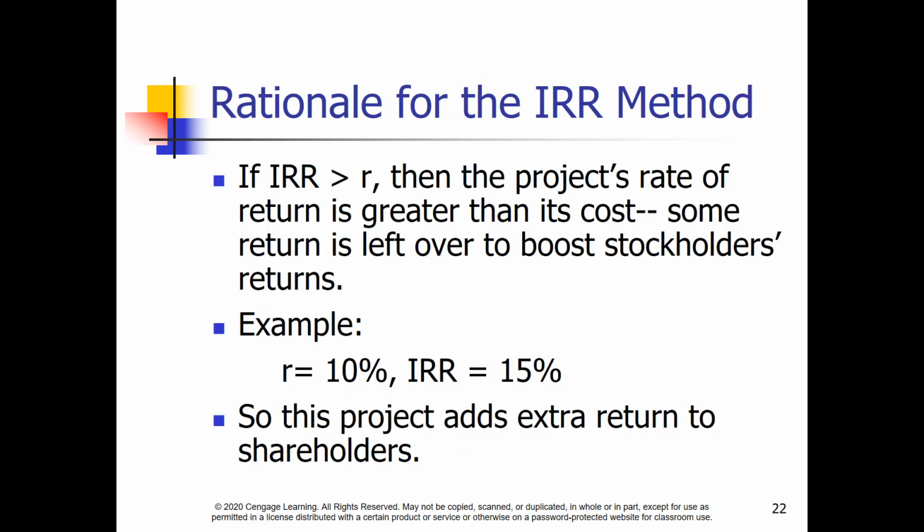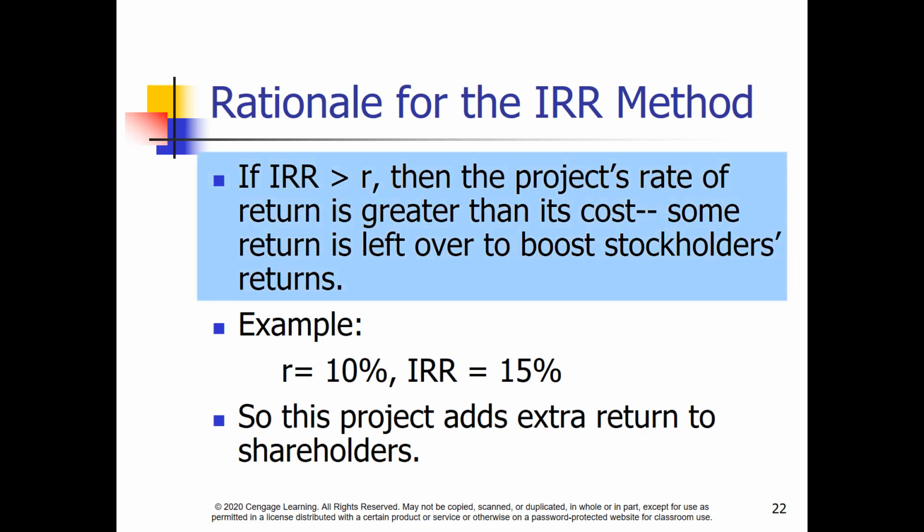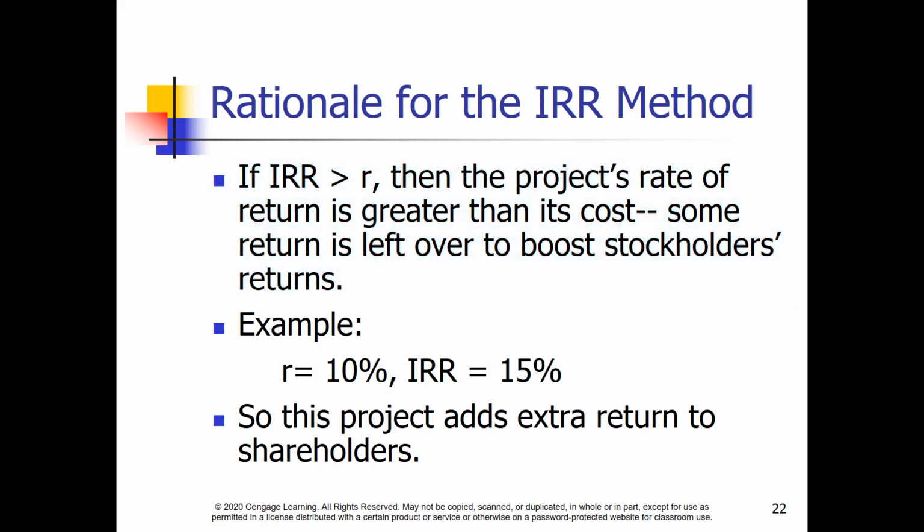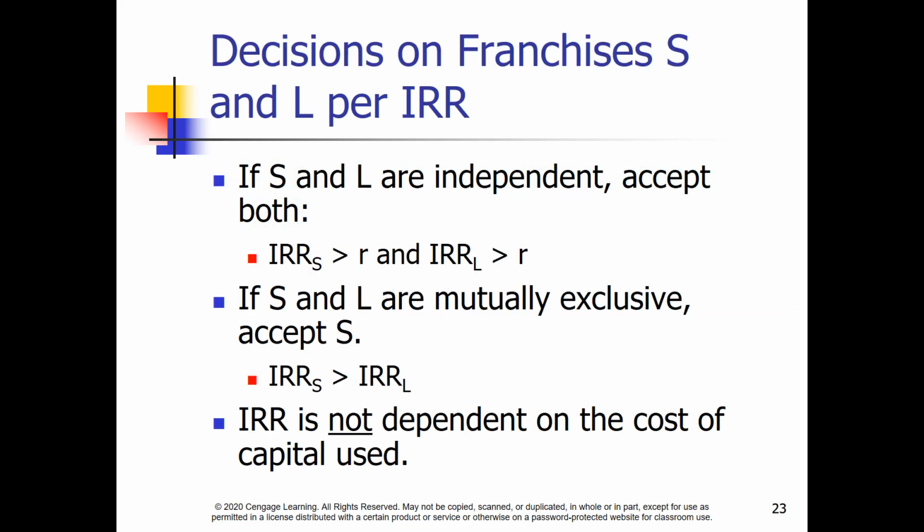The rationale for IRR is that if the internal rate of return is greater than the firm's cost of capital, the project should be accepted. The IRR for project S is 23.56, for L 18.13. If S and L are independent and the cost of capital is 10%, you take them both. If they're mutually exclusive, you take S. A key point is that IRR does not require a cost of capital. It doesn't use it in the calculation. You compare to it.